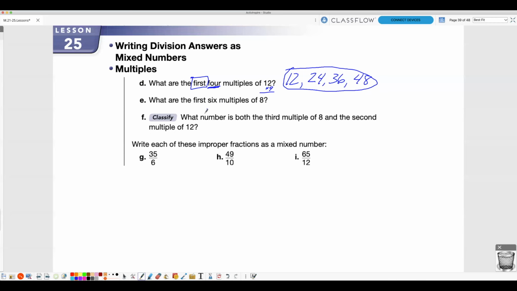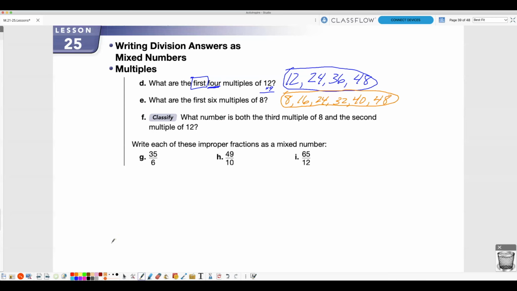Letter E, what are the first 6 multiples of 8? So in this case, we're going to start with 8, and then it's 16. 8 times 3 is 24. 8 times 4 is 32. 8 times 5 is 40. And 8 times 6 would be 48. So this would be 1, 2, 3, 4, 5, 6. That'd be your answer for letter E.